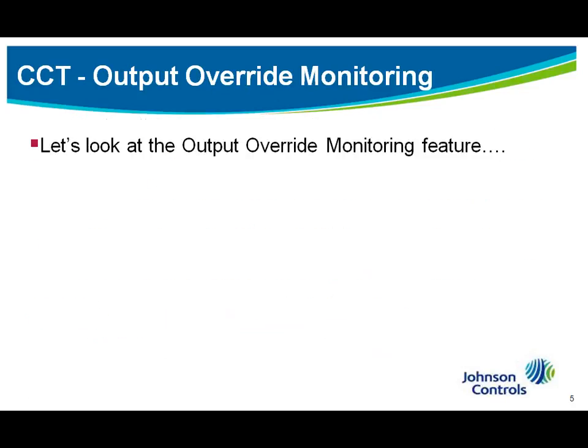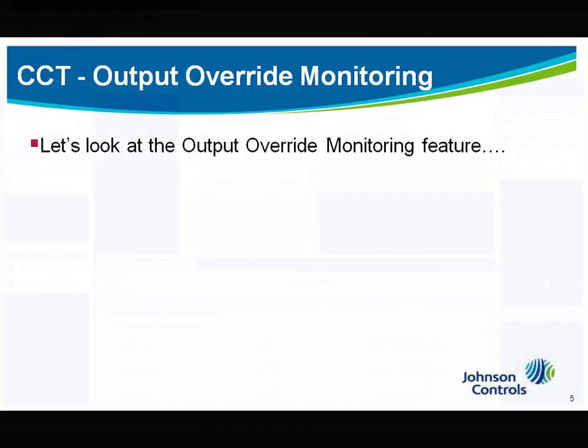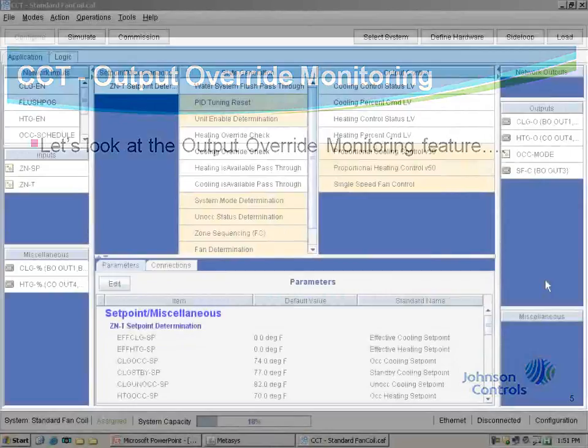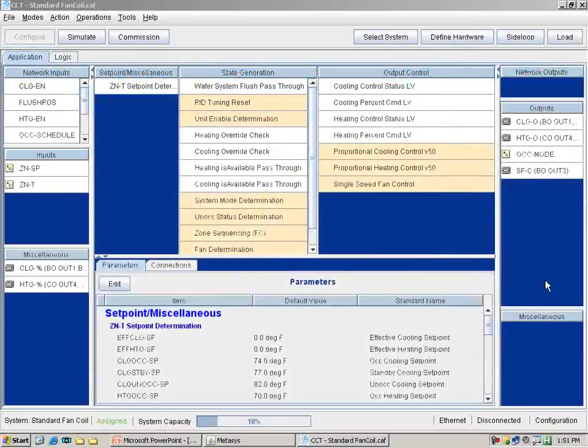So let's take a look at it in CCT. I have CCT open with a standard fan coil application. Let's take a look at the components of this feature. First off, let's take a look at our output points. We have a cooling output and a heating output. Both of these have an output control module that utilizes the PID block for its control.